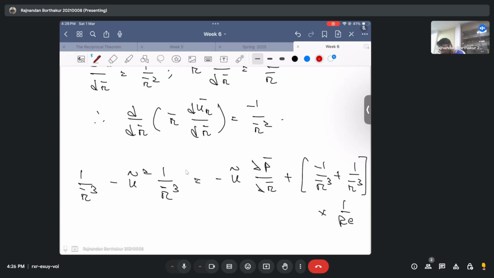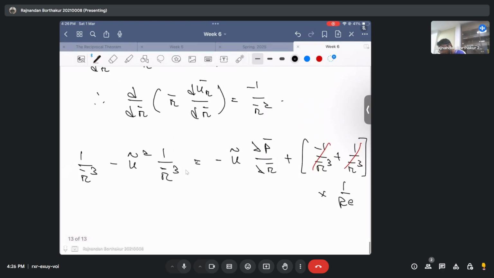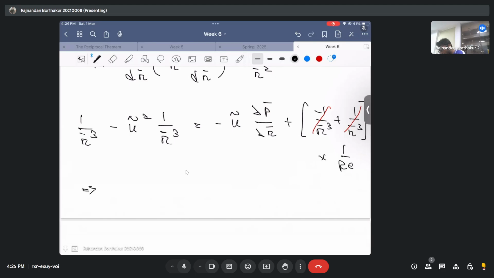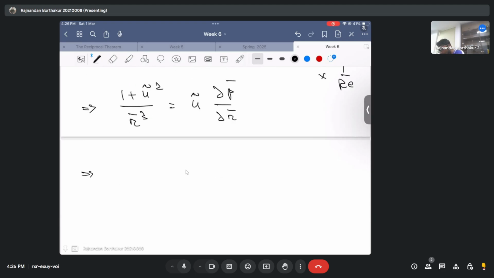And these two terms will basically cancel each other, which means that for the pressure, I have a simpler equation: (1 plus ũ squared) by r̄ cubed is equal to ũ times ∂p̄/∂r̄. And since my pressure is also just a function of r, I can simply write it as dp̄ by dr̄ times ũ is equal to (1 plus ũ squared) by r̄ cubed.